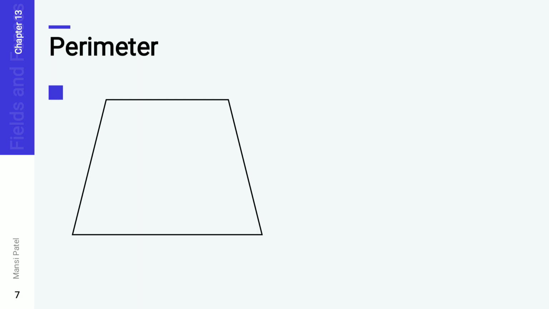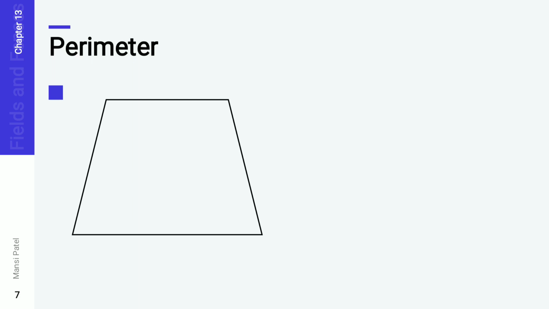But this is not a square, so we are not supposed to use the formula of a square. Also we can say that this is not a rectangle. In a square all sides are equal, but in this shape all sides are not equal. Whereas in a rectangle, two sides are the same, I mean length and breadth. But here, this is also not possible. So this shape has four sides, but we can't use the formula to find out the perimeter of a square or the perimeter of a rectangle.